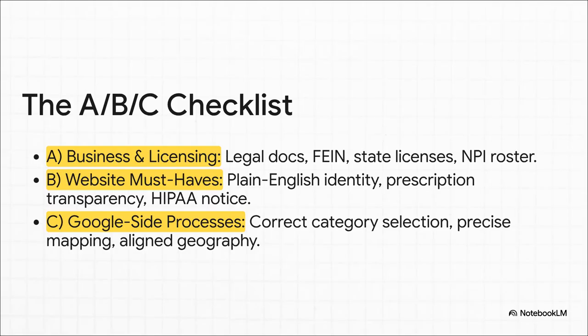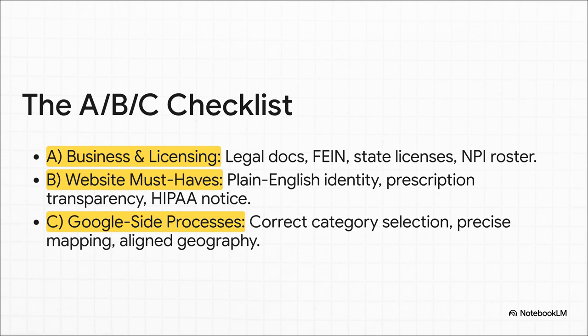So what goes inside this magical cert pack? We break it down into three simple buckets: A, B, and C. A is for all your business and licensing proofs, your legal docs, state licenses, that kind of stuff. B is for your website must-haves, things that have to be crystal clear on your site, like your HIPAA notice. And C is for the Google side stuff, like picking the right categories.